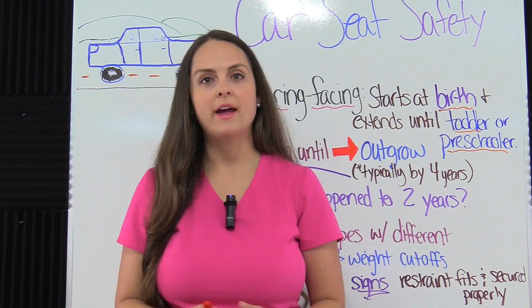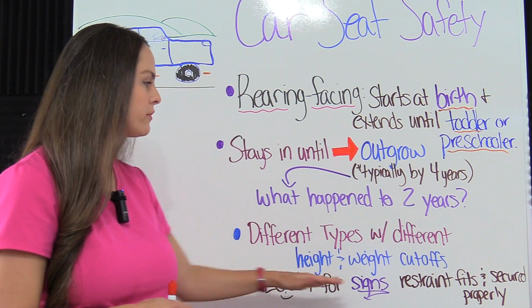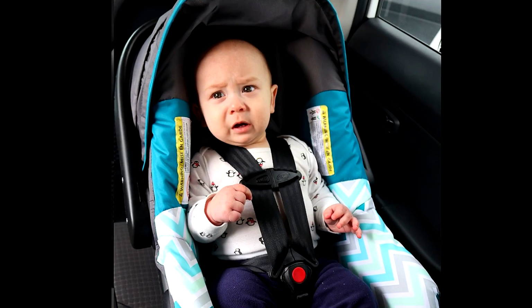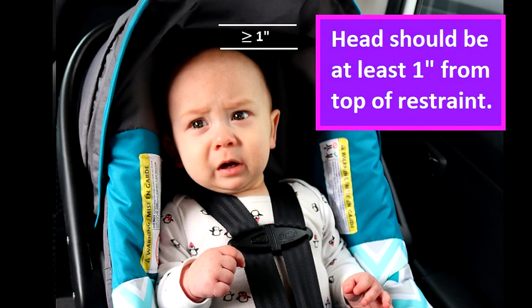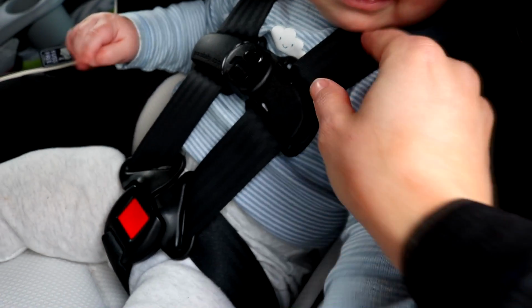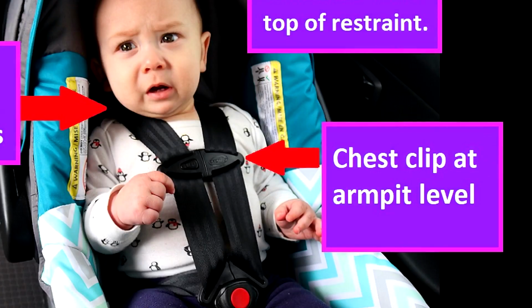So as the nurse or the parent who has their kids secured in this rear-facing device, it's important that you look for signs that this restraint fits and it's secured properly. So these signs include that the child's head is 1 inch below the top of the restraint, the straps of the harness at the shoulders should be at or below the child's shoulders. You should not be able to detect any slack in the harness. So whenever you go to pinch it, you shouldn't be able to pinch the harness together.